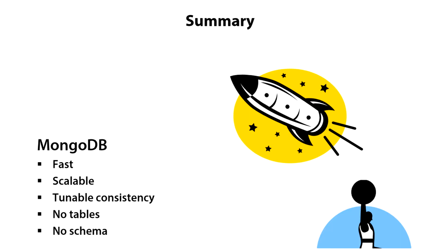So, summary: MongoDB is faster, scalable, and has tunable consistency. No tables, no schema.